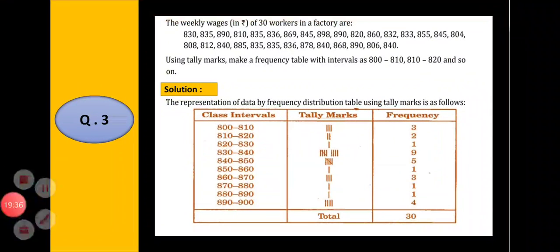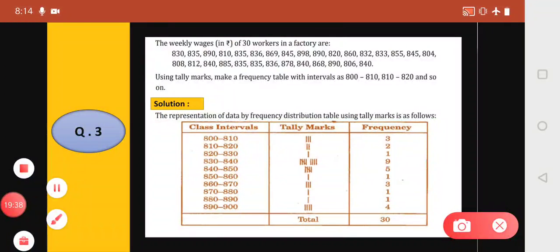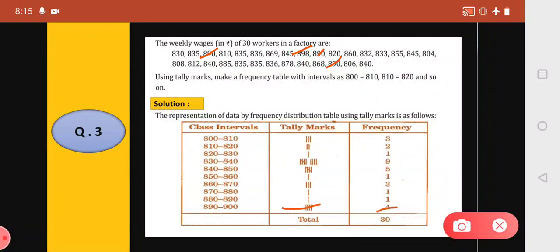And the last class interval, that is 890 to 900. So yes, 890 will now fall in this class interval, and 891 also will fall in this. So 1, 2, 3, and 891 more times. So 4 frequencies fall in this class interval, so we'll make 4 vertical lines as shown here, and the frequency is 4.